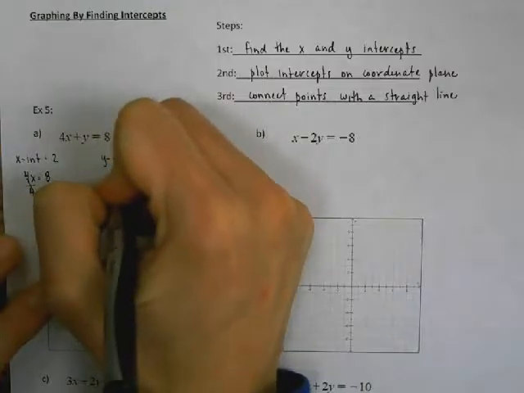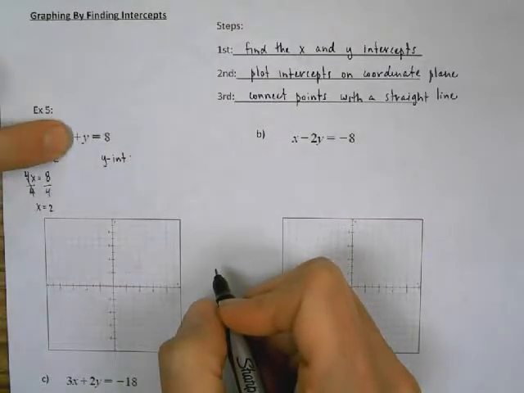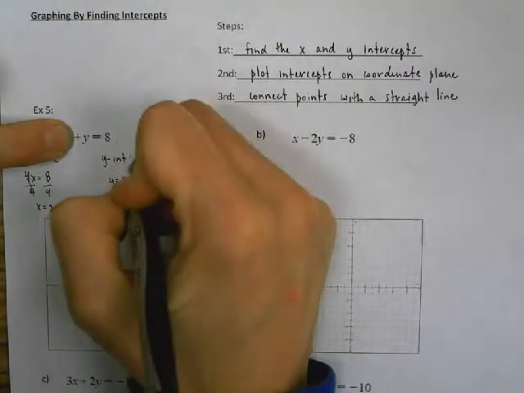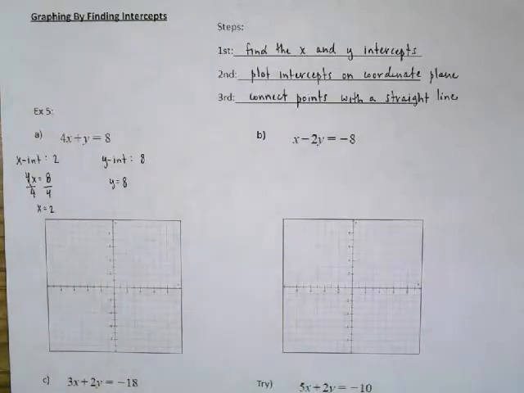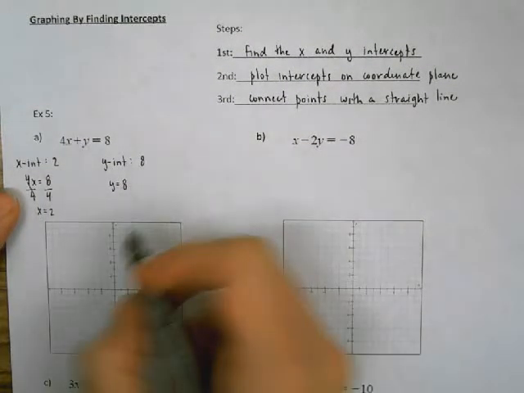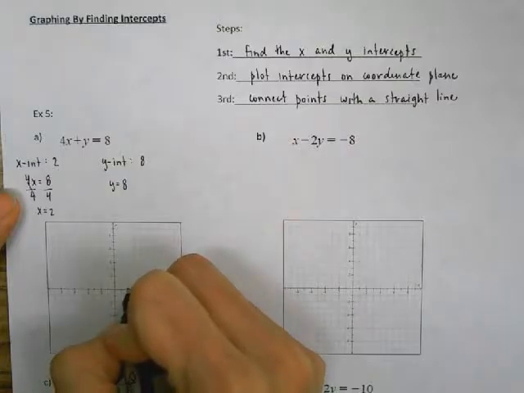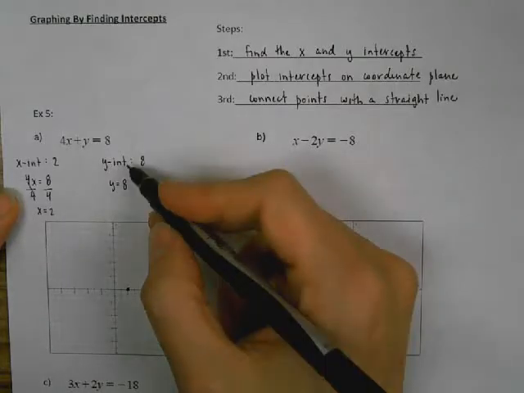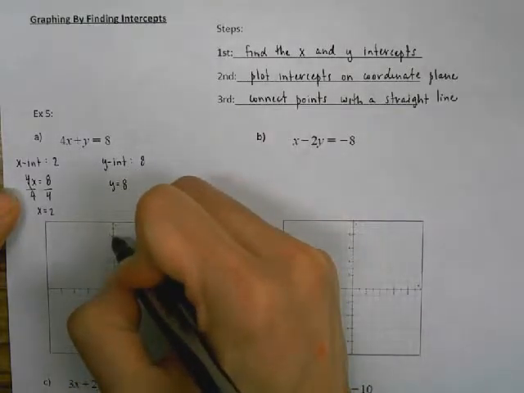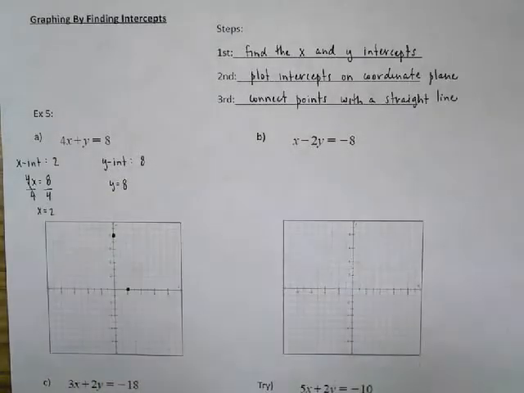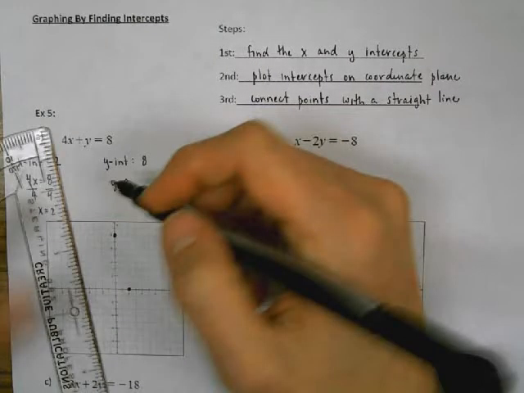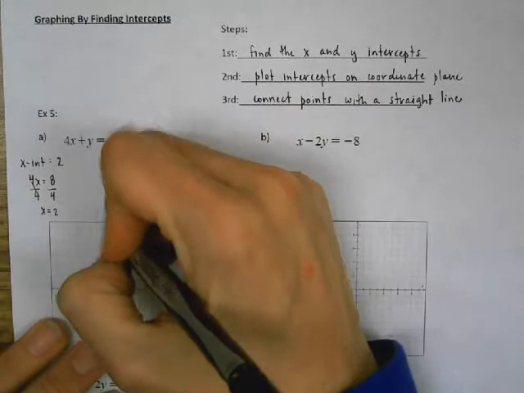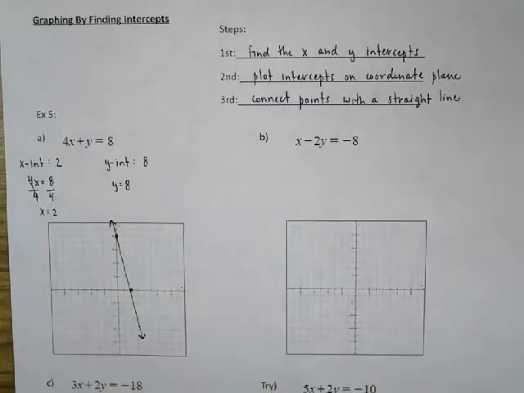My y-intercept, this actually works out pretty nicely. When I cover up my x, y is already by itself. My equation is y equals 8, so my y-intercept is 8. So now for my x-intercept, I go along the x-axis to where x is equal to 2, and I plot a point. On my y-axis, for my y-intercept, I go to where y is positive 8 and make a point. And then I'm just going to connect those with a straight line. And that's how I graph using the intercepts.